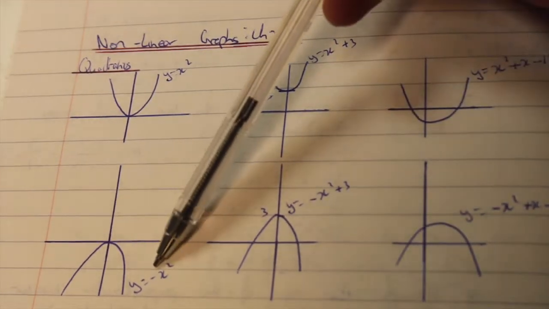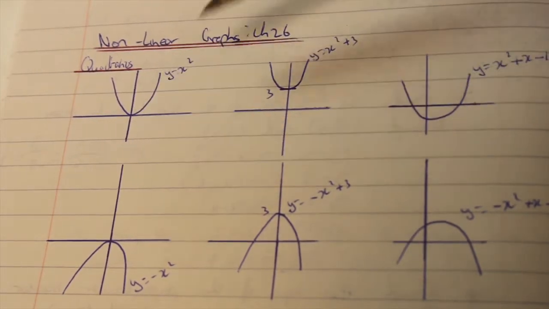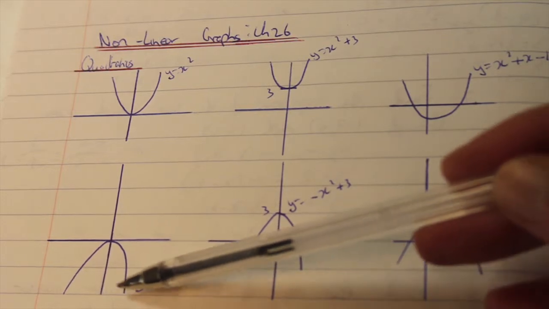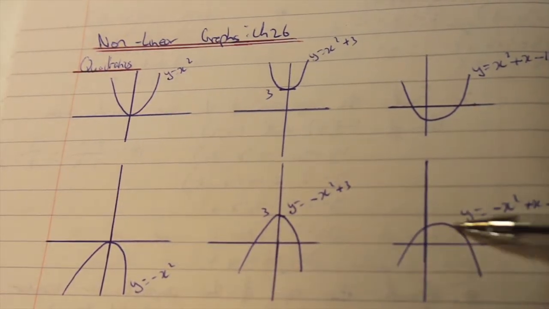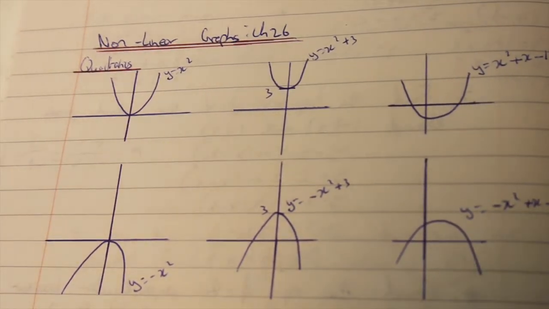A negative x squared graph is just the x squared graph upside down. So that's x squared, that'd be negative x squared. Again, that graph could be lifted up 3 and look like that. Or it could be an ordinary negative x squared graph plus x minus 12.